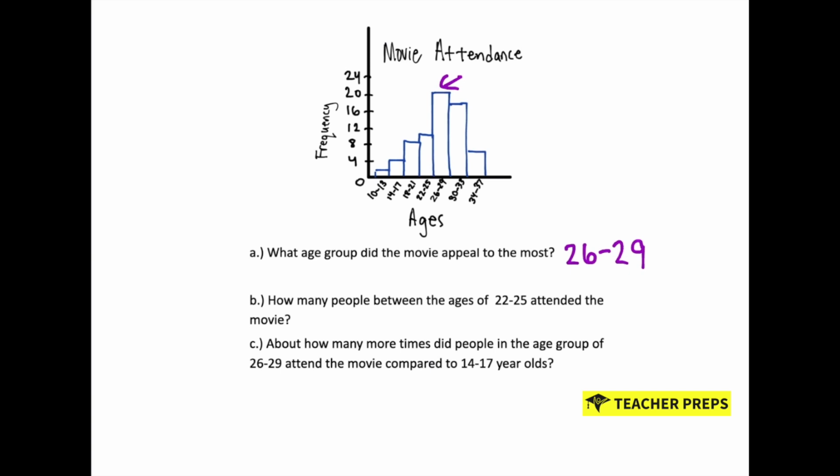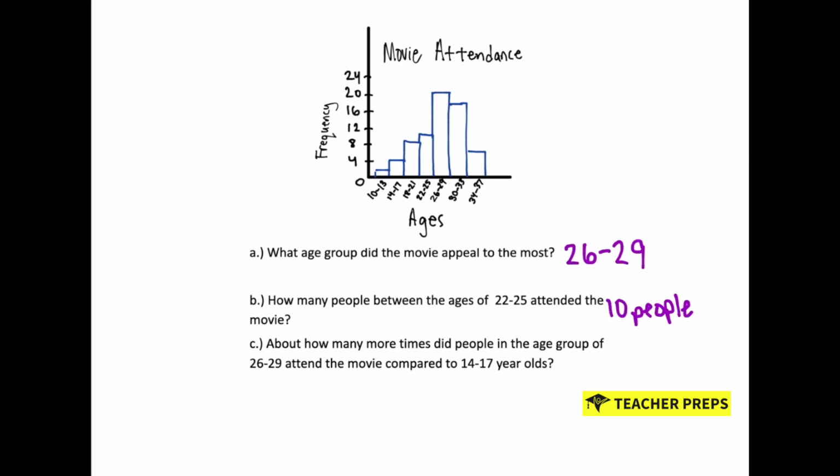The next question says, how many people between the ages of 22 and 25 attended the movie? So we need to find that bar. If you look, that bar is exactly in between 8 and 12. So we can estimate that to be about 10 people.